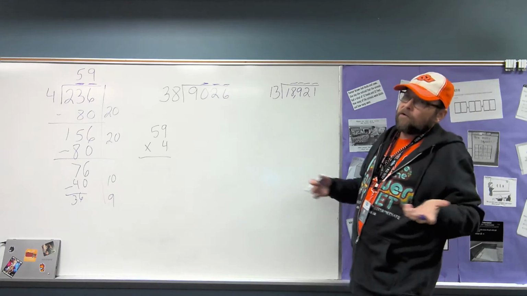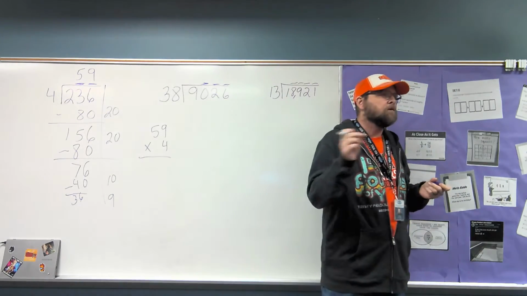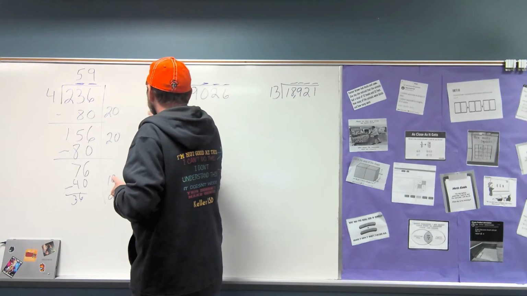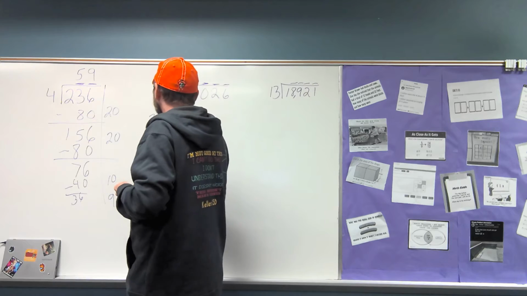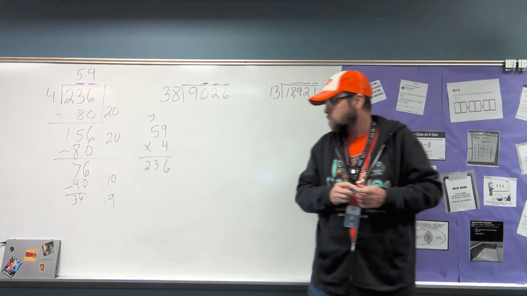So if you get a failing grade on the one-digit divisors, I'm just saying you're going to end up having to do twice as much work as normal. 4 times 9 is 36. 5 times 4 is 20. Plus 3 is 23. So we did get that one correct.